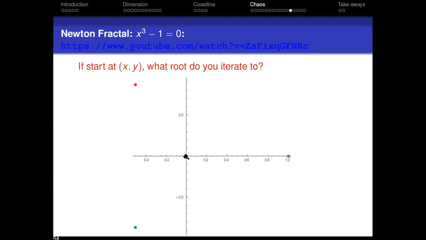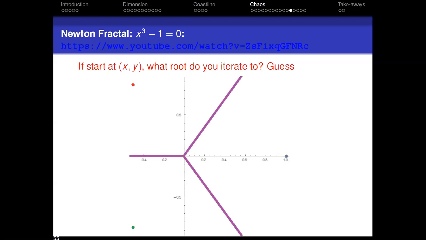If I choose right here at the origin, yes. Nothing. What if I choose up here? What do you think I should go to if I choose up here? Red, blue, or green? Red. So can you give me a nice rule in English? Go to the root which is closest. So if we divide the plane into three, and since this is Williams, we'll do it with purple. If you are in this third of the plane, the red root is closest. This third, the green root is closest. And this third, the blue root is closest.